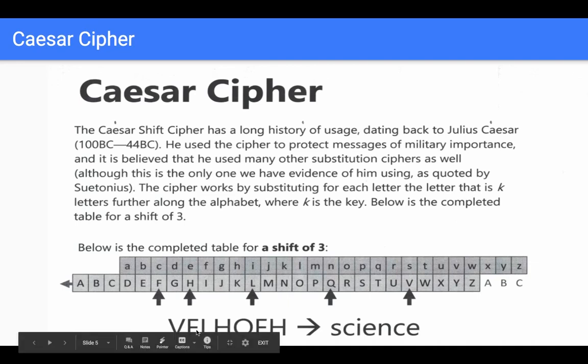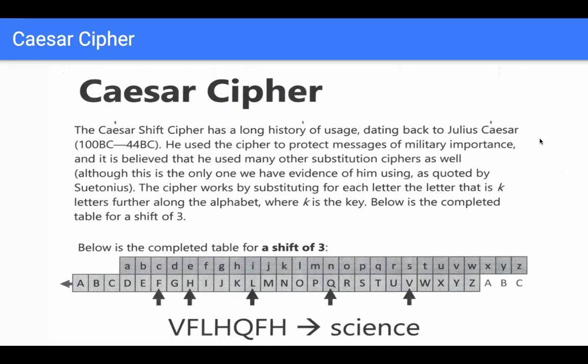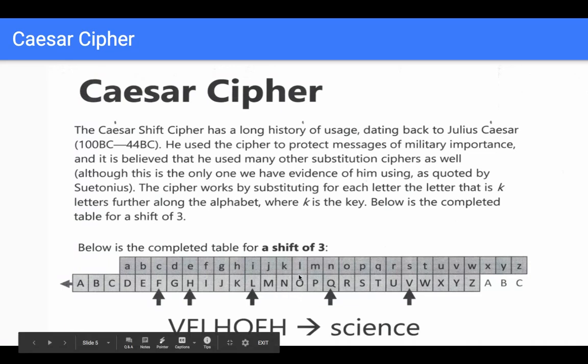So if we have the clue VFL, we would go to the shifted V, which would be S, shifted 3 to the right. And then F corresponds to C. L corresponds to I. Q, N. And we would simply be writing this down. And as you see, we're starting to spell out the word science.